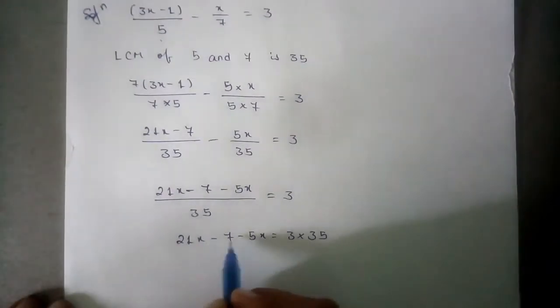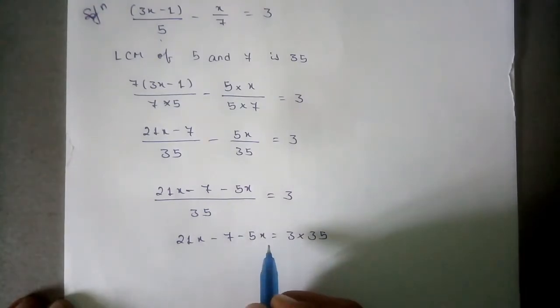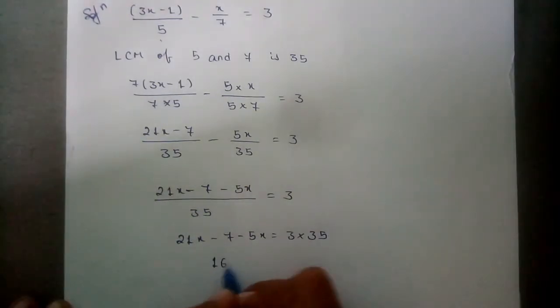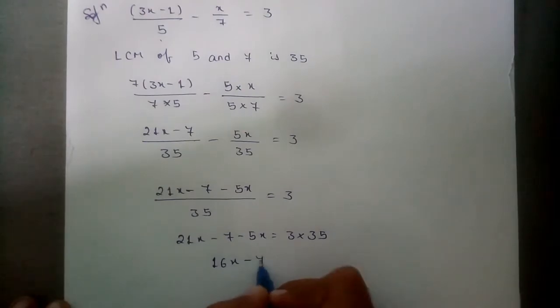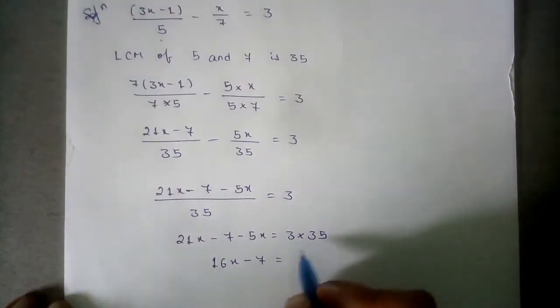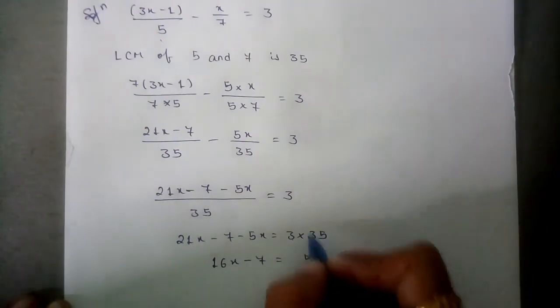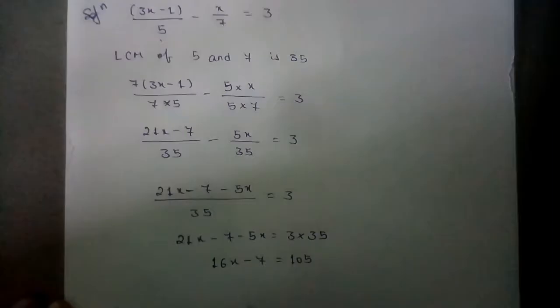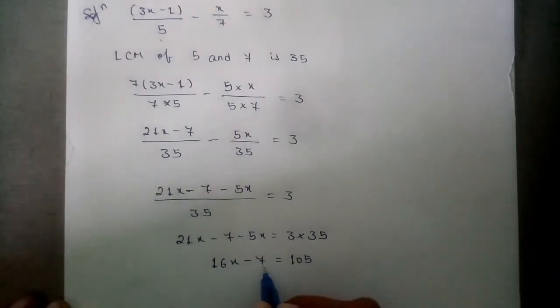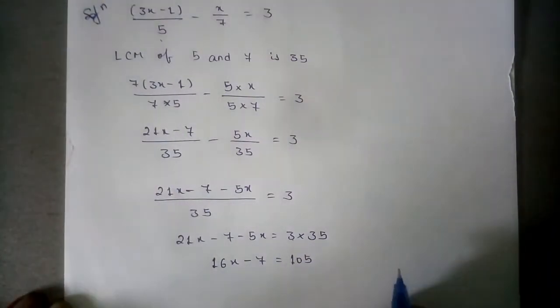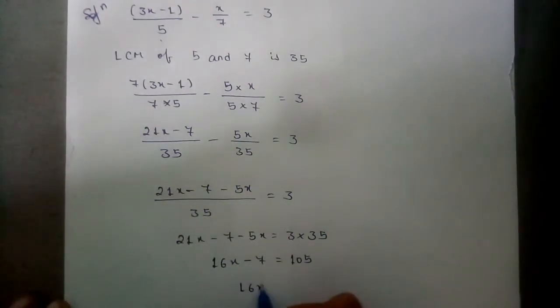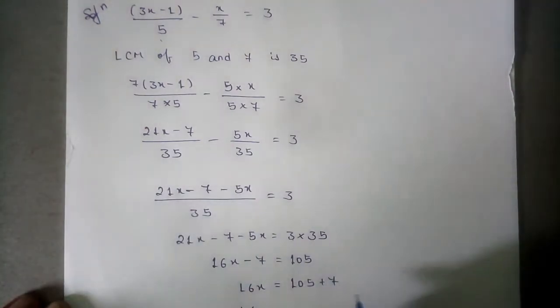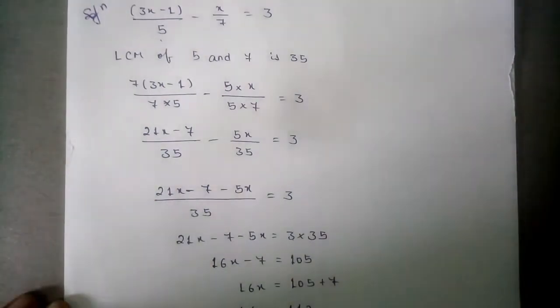Now 21x and 5x are variable terms, so we can simplify that. 21x minus 5x, and 21 minus 5 is equal to 16x. Then what is left? Minus 7, that equals 3 into 35, which is 105. Now we will transfer this 7 to the right hand side, so minus 7 will become plus 7. 16x is left here, then 105 plus 7, so 16x equals 112.